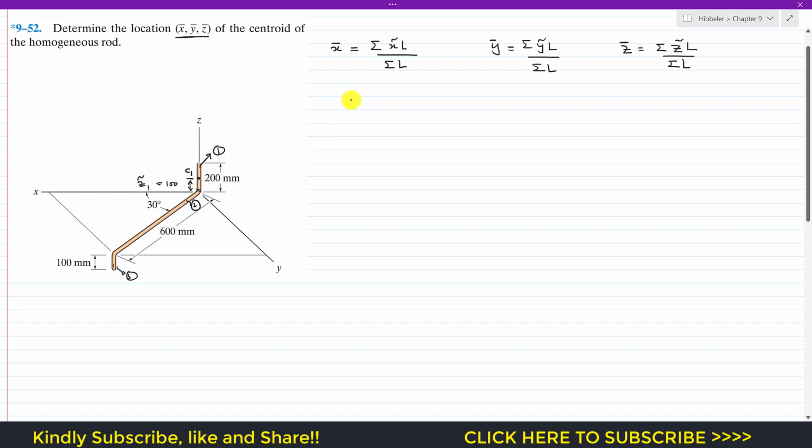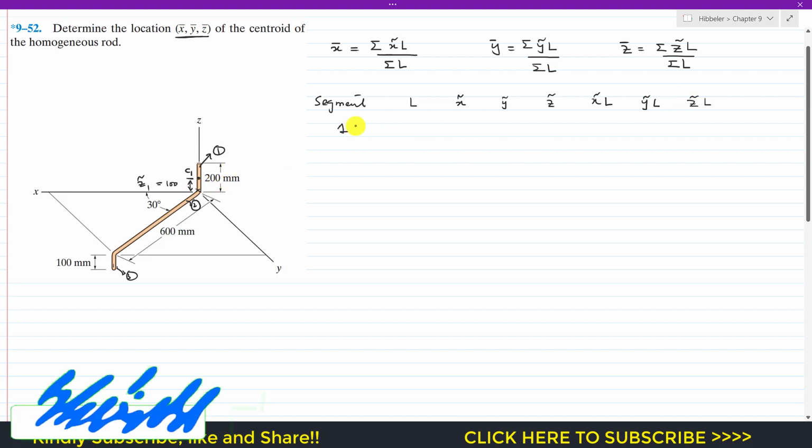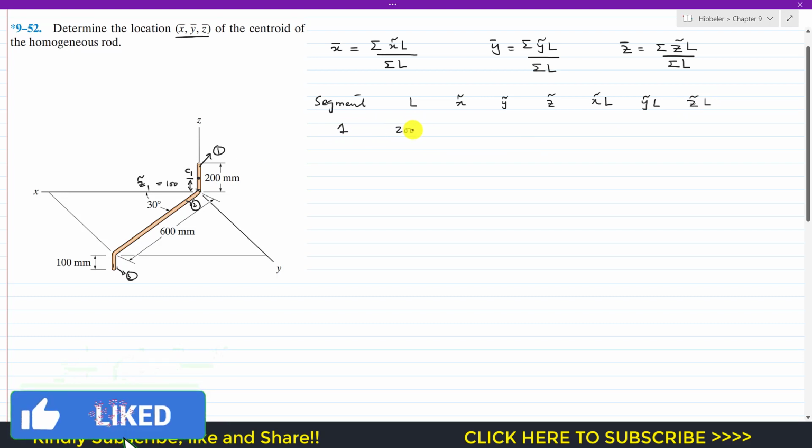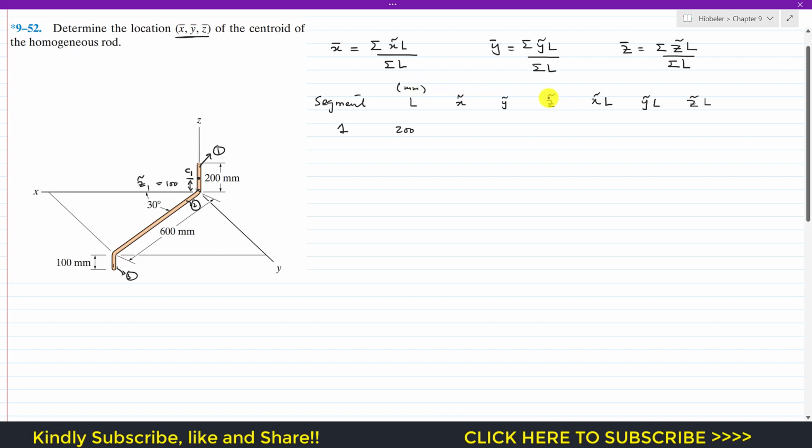So we have to develop that table. We need to write segment, then the length, then x tilde, y tilde and z tilde, and then the product of x tilde times L for each segment, the product of y tilde times L for each segment, and the product of z tilde times L for each segment. So now this is segment 1, and segment 1 has a total length of 200 mm. Remember, the units are in mm. All these are in mm.